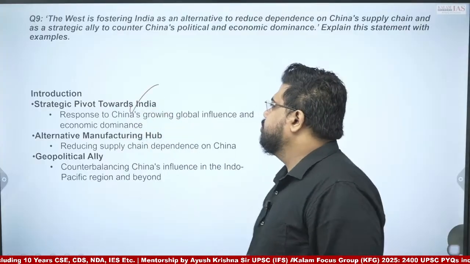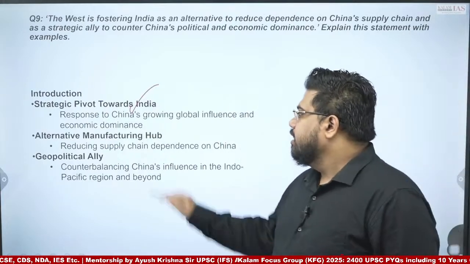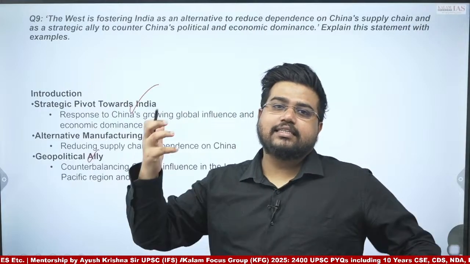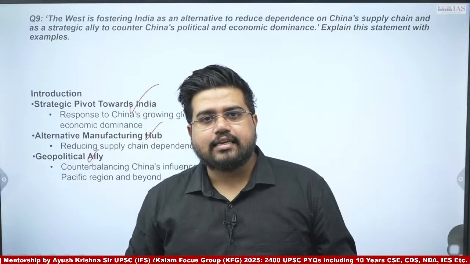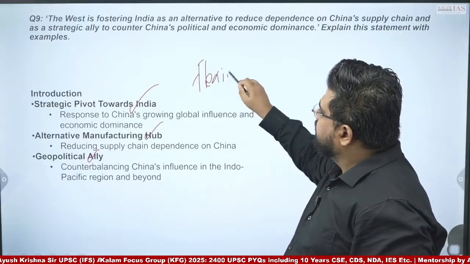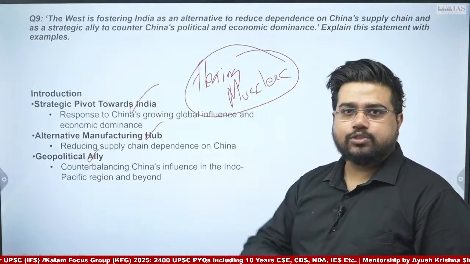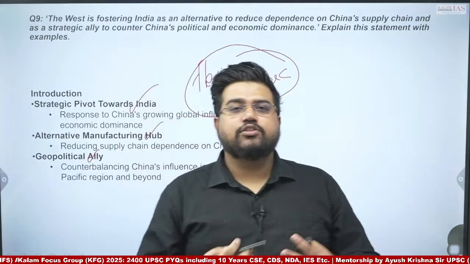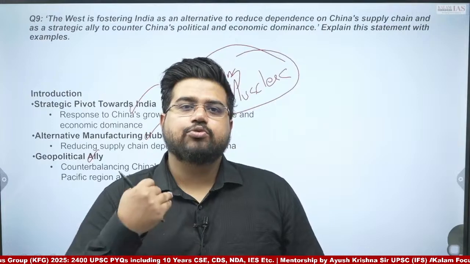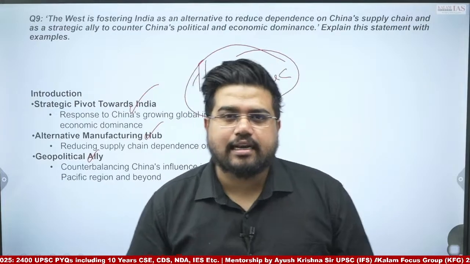So introduction: pivot towards India, response to China's growing global influence and economic dominance, alternate manufacturing hub, as a geopolitical ally. These are all emerging concepts, emerging closeness between India and the West. You can write about China's different policies, China's phase of flexing muscles. China is going through a phase of flexing muscles. Earlier, till 2010, it was a building phase, trying to build cordial relations with the West. Now in the flexing muscles phase, it is slightly starting to dominate.